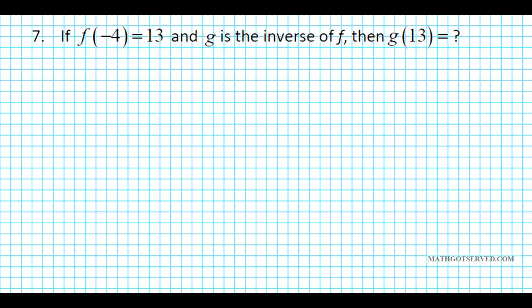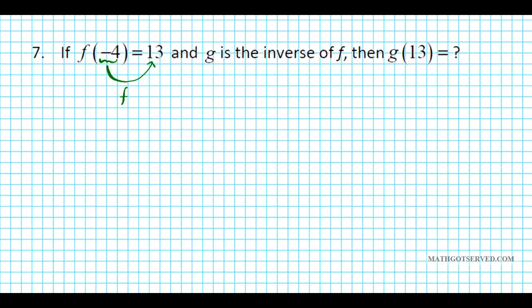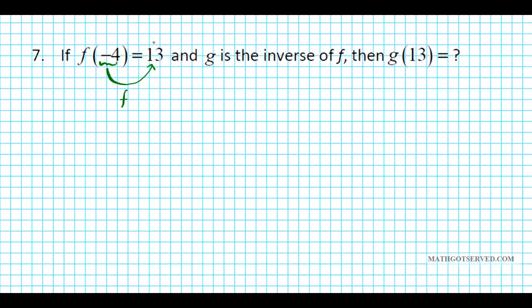All right, let's take a look at number 7. Number 7 reads, if f of negative 4 equals 13, and g is the inverse of f, then g of 13 is equal to what? So if you think about the inverse, what does the inverse do? The inverse takes you from output back to the input, okay? So if this is the input right here, f takes you from negative 4 to 13, guess what the inverse of f will do? The inverse of f will accomplish the opposite. The inverse of f will take you from 13 back to the input.